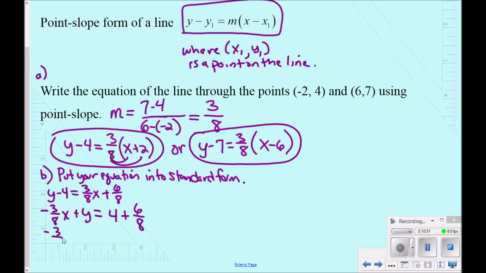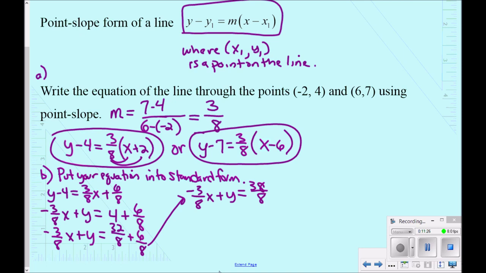I'm just going to copy that left. I'm going to get 4 into 8s. So 4 into 8s is 32/8 plus 6/8 is 38/8. So I'm just going to come over here now. Negative 3/8 x plus y equals 38/8. Now I'm ready to do two things.